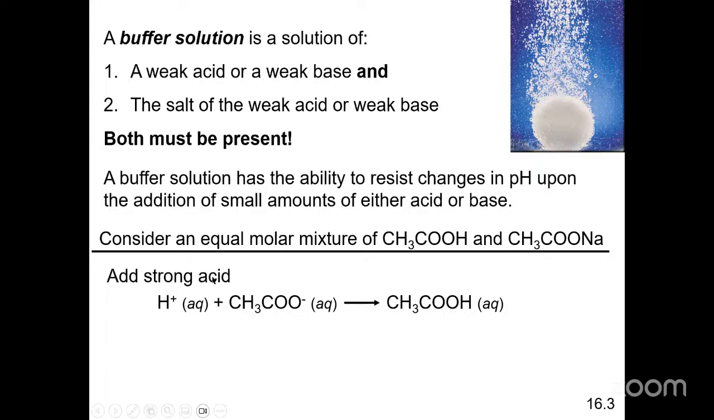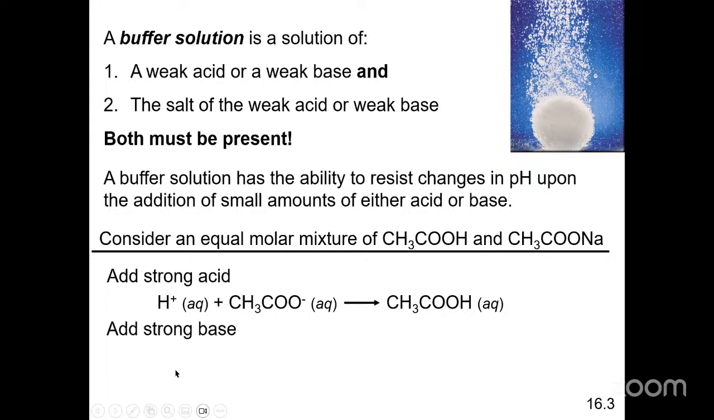So when you add a strong acid, the component of the buffer which mops up that acid will be the conjugate base, right? And therefore, it converts to a weak acid, which will have a very minimal effect on the pH of the resulting solution.